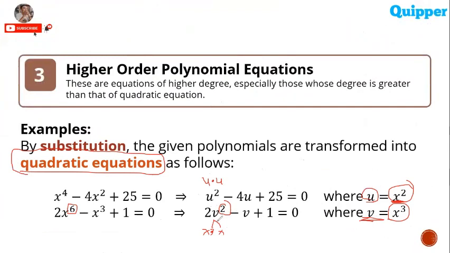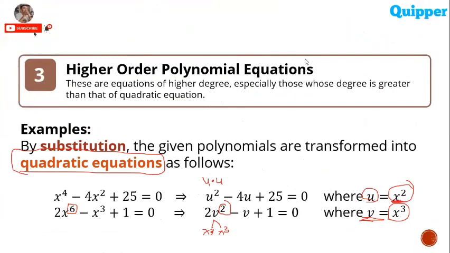Again, this v is just x cubed and the other v is also x cubed. When we multiply x cubed times x cubed, that is just x to the sixth power. Again, we need to transform the higher order polynomial equations into quadratic equations.